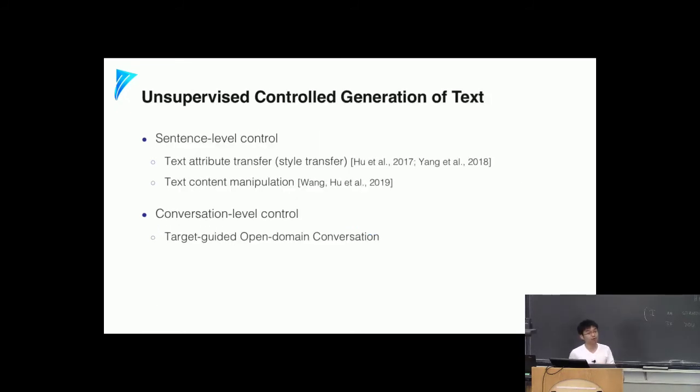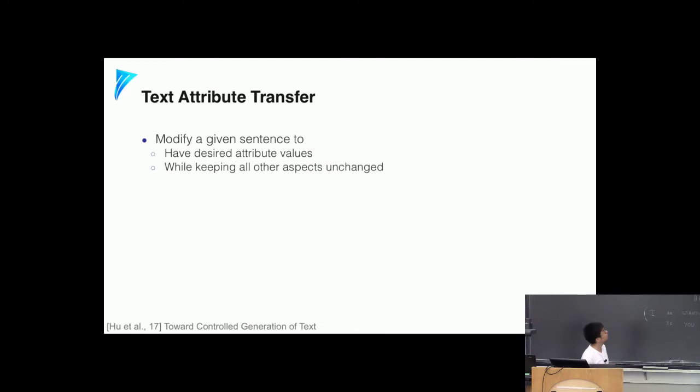So we will see 3 applications in this setting. There are two levels of control: we want to control at the sentence level and the conversation level. Let's first see the first instance. In this task, we want to modify a given sentence to have a desired attribute value, while keeping all other aspects unchanged.